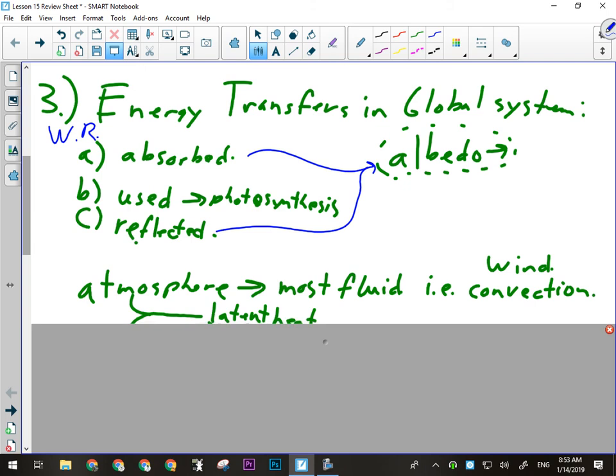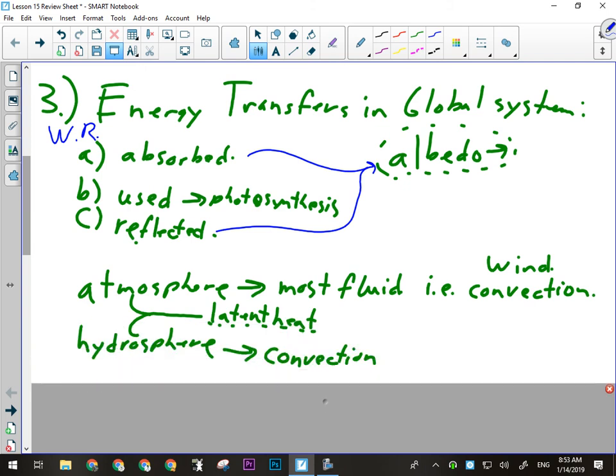Then the layers of the Earth here and how they play a role in energy transfer. So looking at the atmosphere, the lithosphere, and the hydrosphere, probably mostly multiple choice questions about those. But obviously we need to understand that the reason the atmosphere is most important for transferring solar energy is because it is the most fluid part. It touches all parts of the Earth. It can flow the easiest. That's where wind occurs, and wind is an example of convection, one of the three methods of heat transfer.